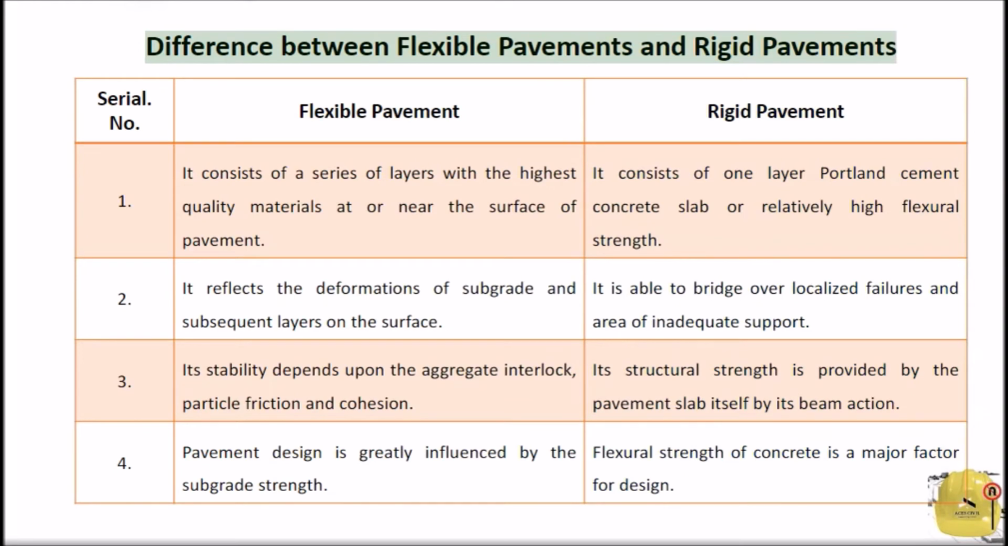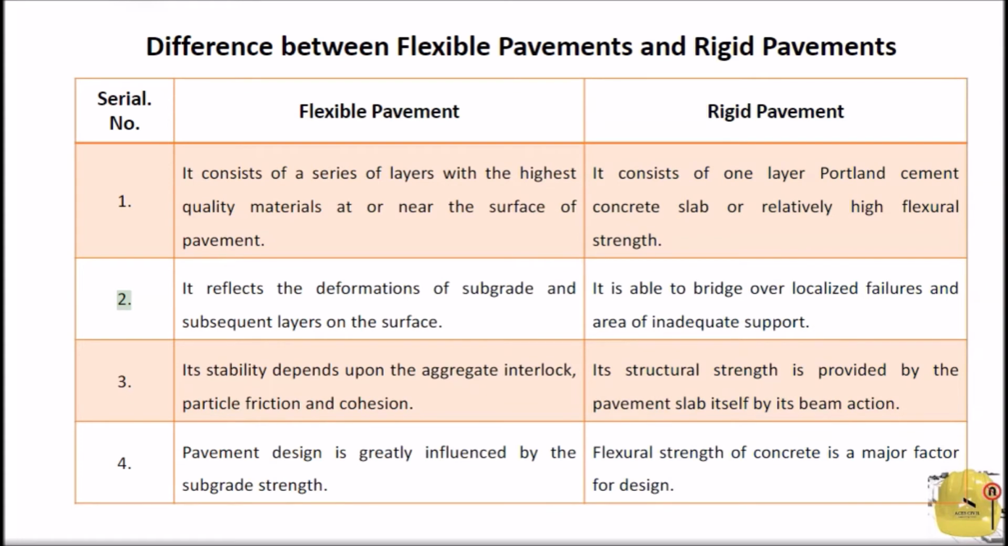Difference between flexible pavements and rigid pavements. Serial number 1. Flexible pavement: it consists of a series of layers with the highest quality materials at or near the surface of the pavement. Rigid pavement: it consists of one layer, a Portland cement concrete slab of relatively high flexural strength.